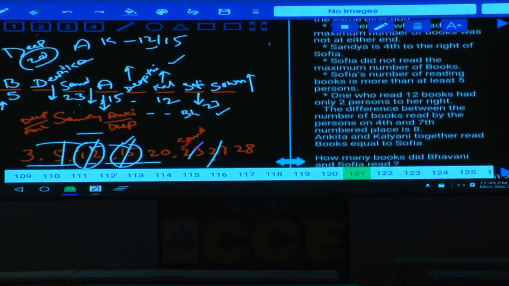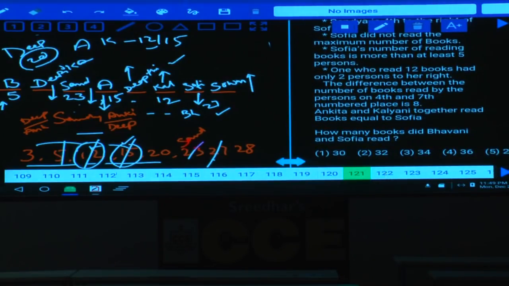The difference between the number of books read by the 4th and the 7th is 8. 4, 5, 6, 7: the difference between 4th and 7th is 8. Among these numbers, 20 and 28 must be in these two places. As 20 and 28, this Deepthi must be 20, this person must be 28, and this is 3.